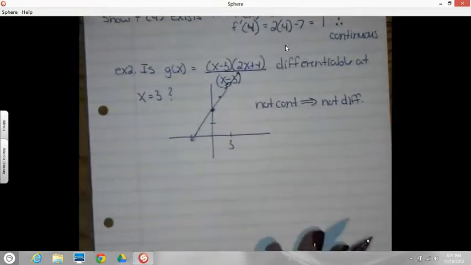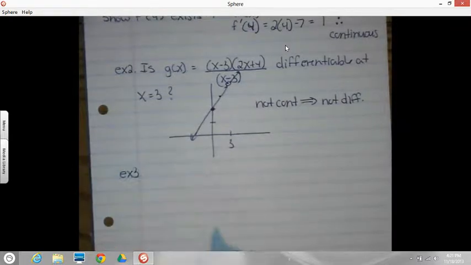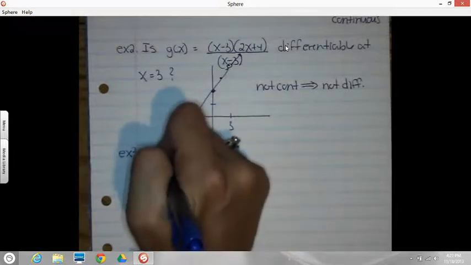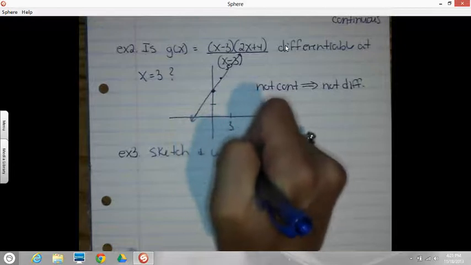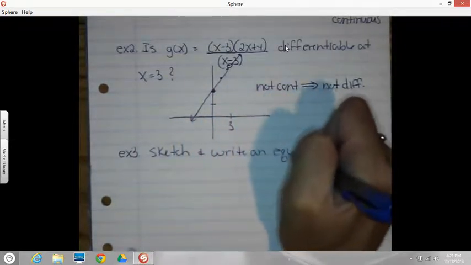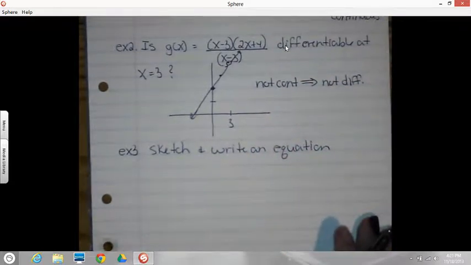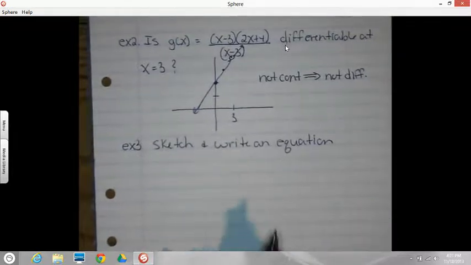All right, here's going to be your challenge today. Writing equations of things you've forgotten from advanced algebra. Sketch and write an equation. And we should be able to stick with just lines and maybe parabolas. And I'll show you some. Refresh your memory. So here we go.